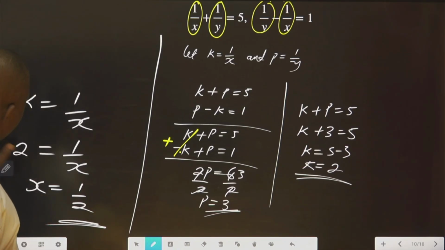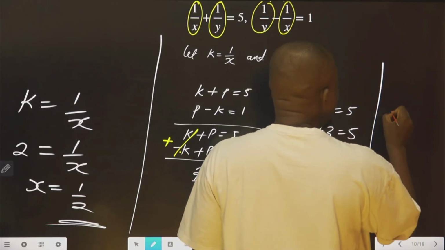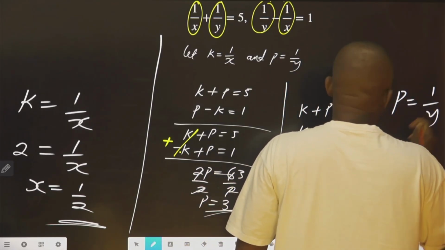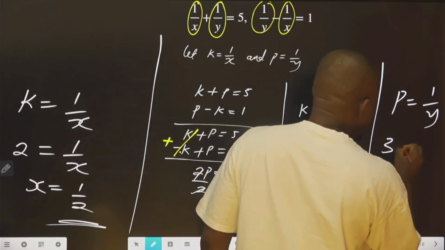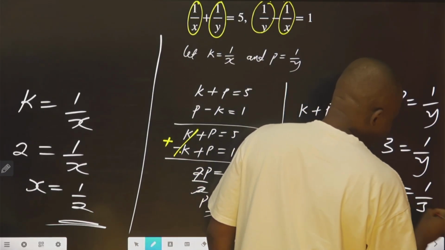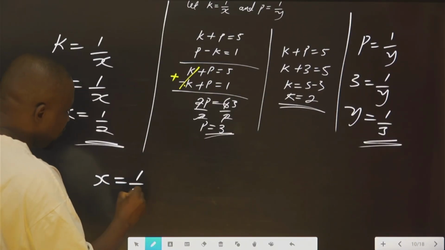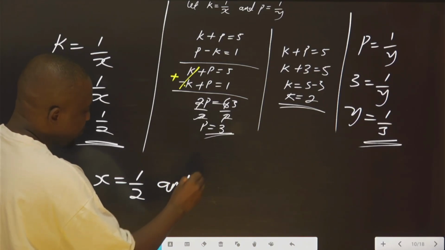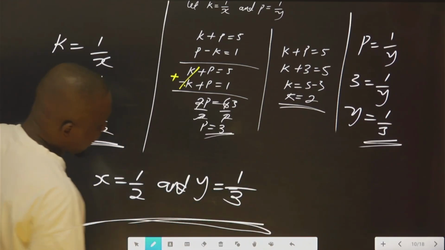Okay? Now, let's solve for y. For this one, we already know now that p is equal to 1 over y. So in place of p, we put 3. That is 3 equals 1 over y. Then we switch position. y therefore is 1 over 3. It means in summary, x is equal to 1 over 2 and y is equal to 1 over 3. This is the final answer for this.